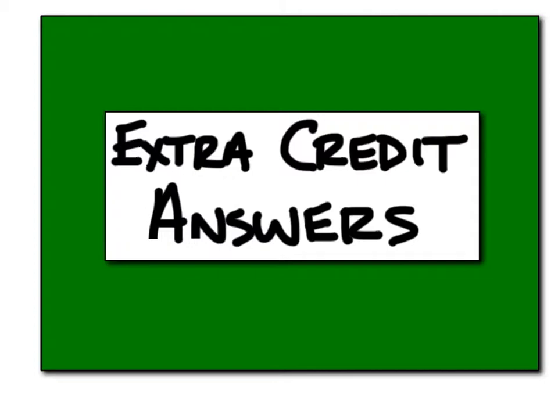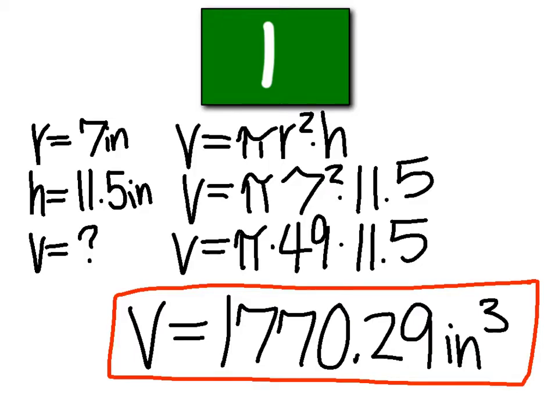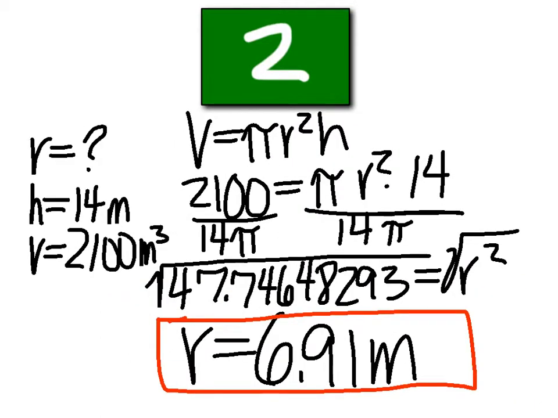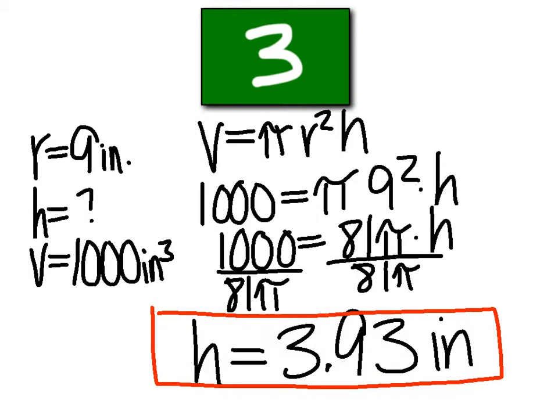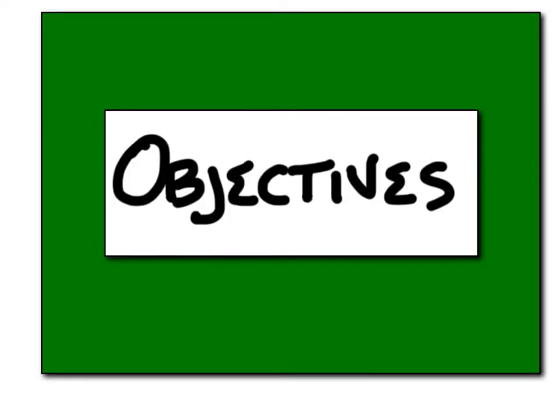Alright, go ahead and bring up your extra credit answers. Okay, the first one should be 1,770.29 inches cubed. The second one should be 6.91 meters. Number 3 should be 3.93 inches.